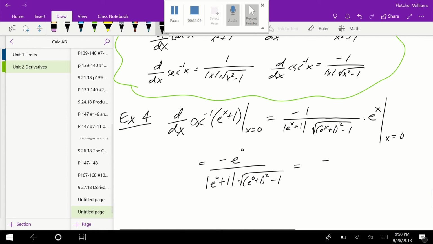E to the 0 is just 1, so you get negative 1 over absolute value 1 plus 1 times the square root of 2 squared, 4 minus 1. Comes out to minus 1 over 2 root 3.